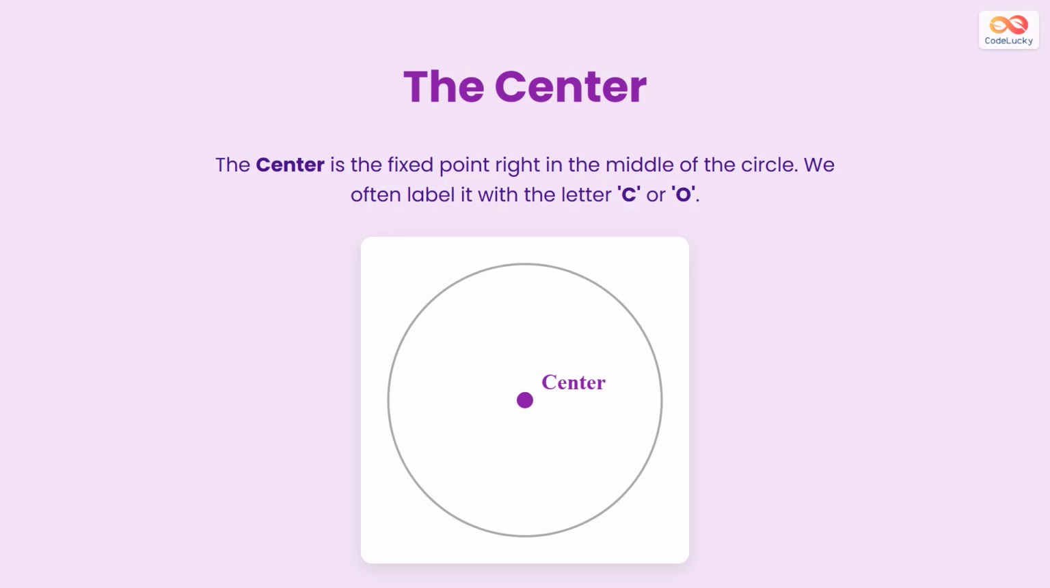The most important point of reference is the center. This is the fixed point sitting exactly in the middle of the circle. In geometry, we often label this point with the letter C or O. Everything else in the circle is defined by its relationship to this center point.